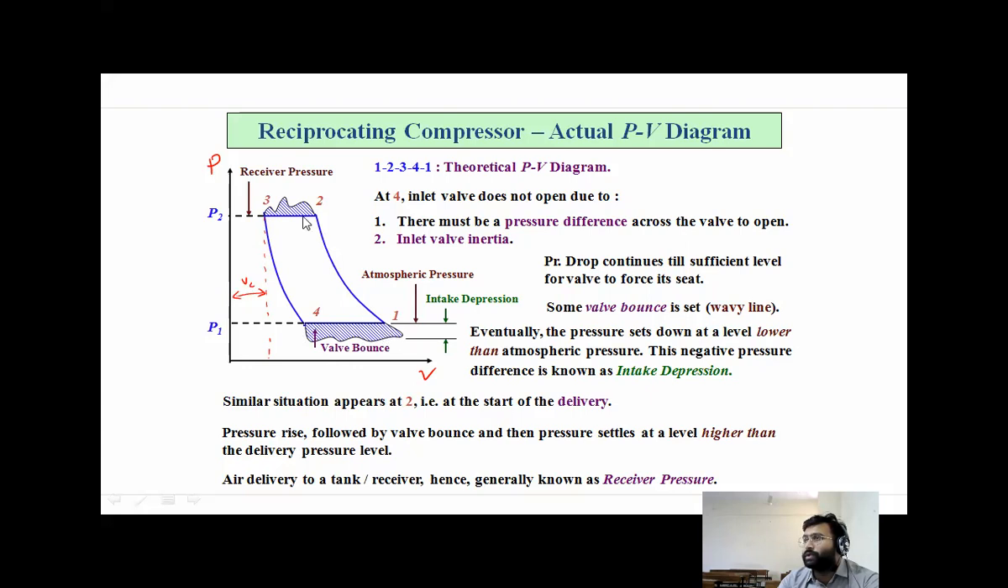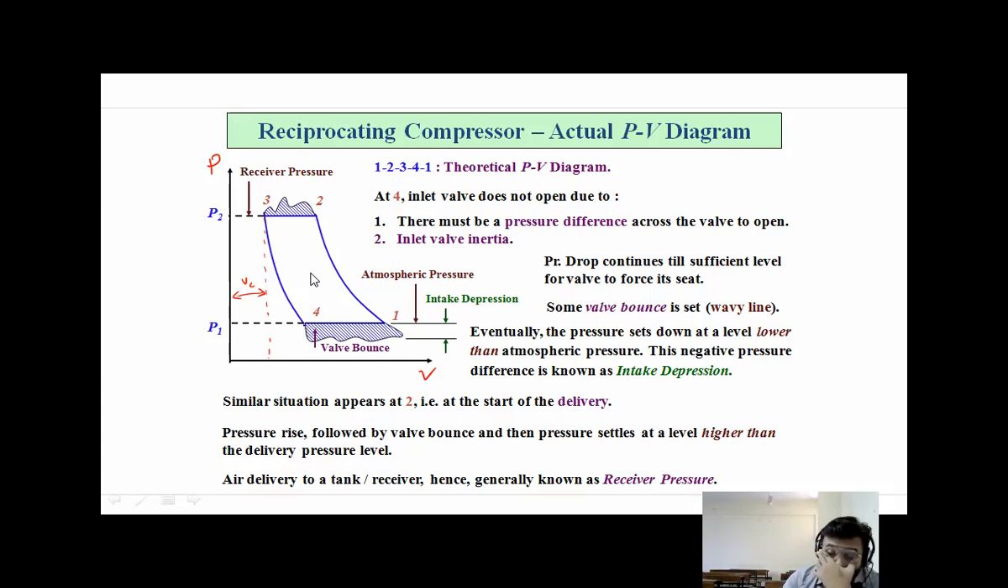1 to 2 is isentropic compression. 2 to 3 is discharge of compressed air. From 3 to 4 the piston moves from TDC downward. At point number 4, the suction valve opens. Outside air is taken inside from 4 to 1. Again, 1 to 2 compression. At point number 2, the discharge valve opens. Compressed air is taken out from 2 to 3. So this was the theoretical indicator diagram.